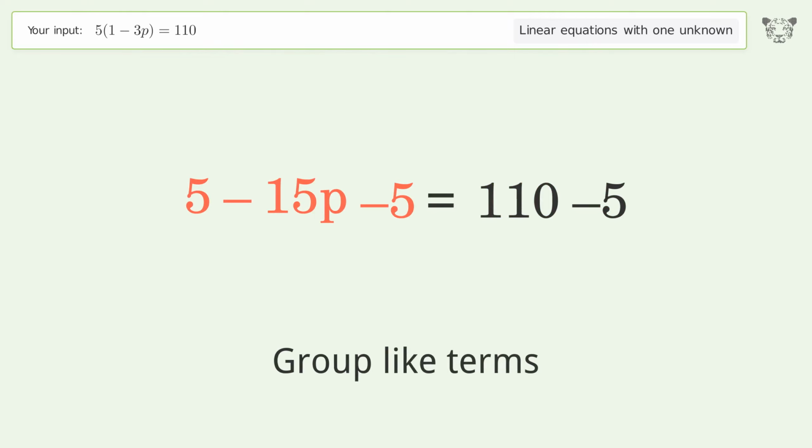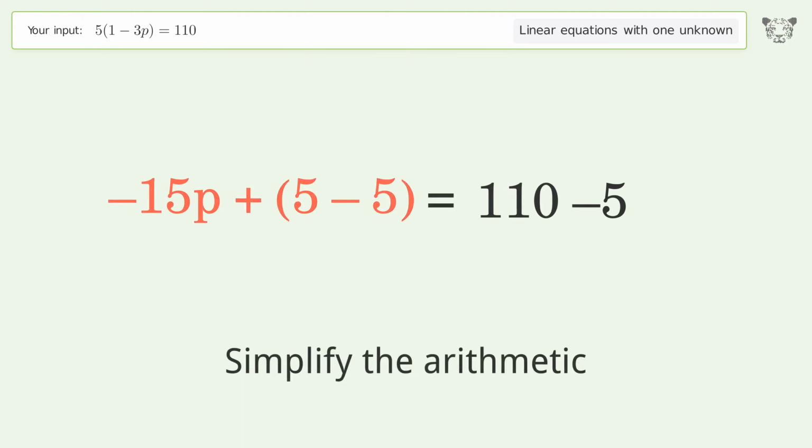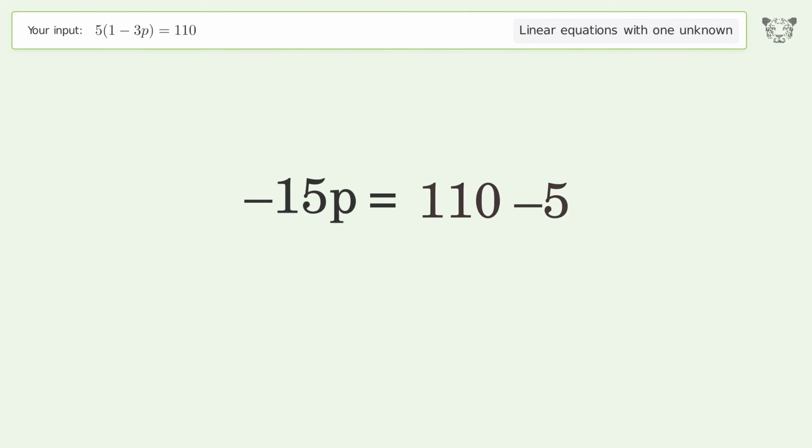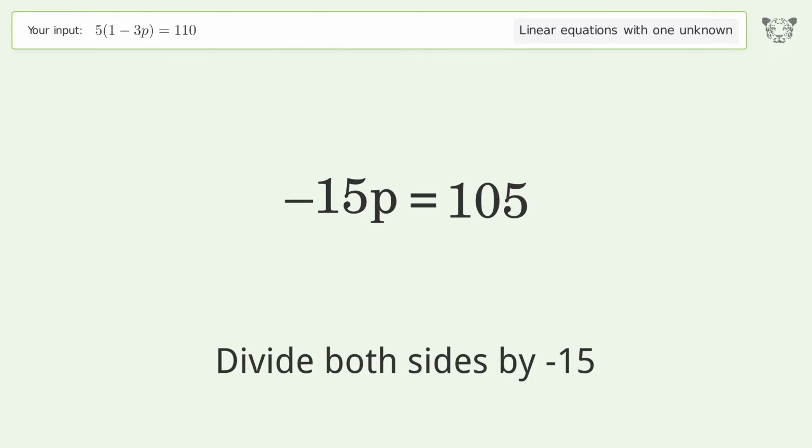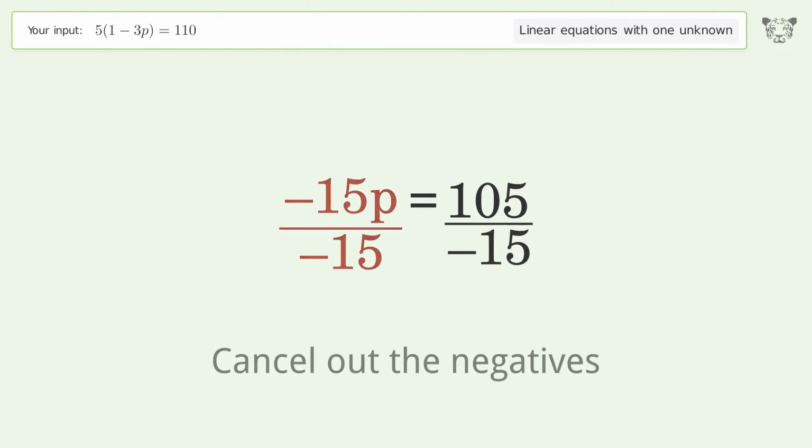Group like terms. Simplify the arithmetic. Isolate the p. Divide both sides by -15. Cancel out the negatives.